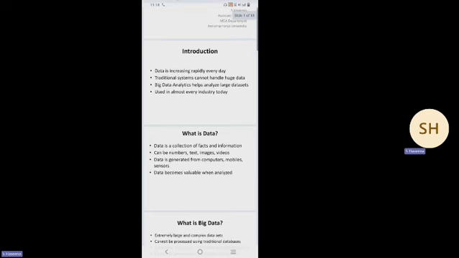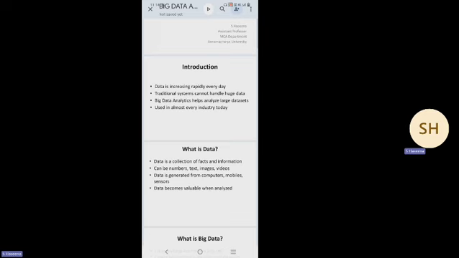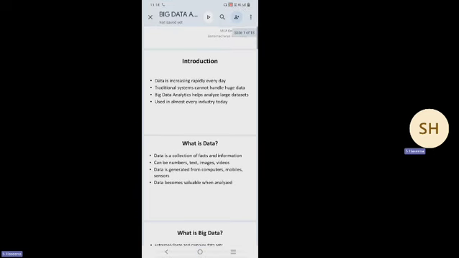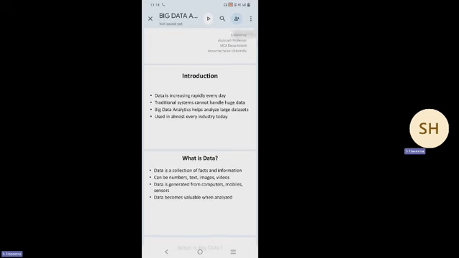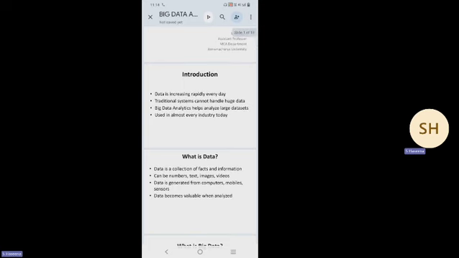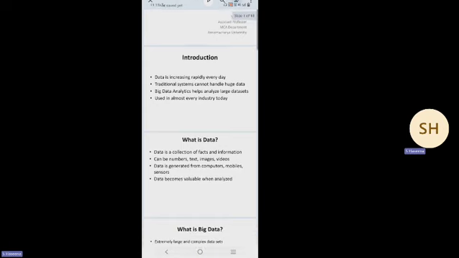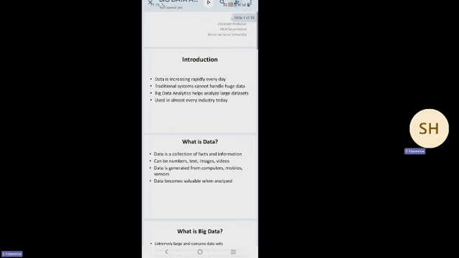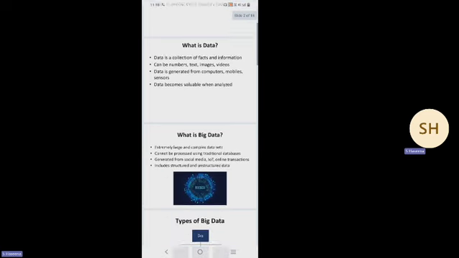So first we are going to know what is data. Data is a collection of facts and information. It can be numbers, text, images, videos, or many other formats. Data is generated from many computers, mobile sensors, social media, organizations, and industries. Data is generated for many purposes, and data becomes more valuable when analyzed. Because a huge amount of data is produced, analyzing it is somewhat difficult for normal people to understand.